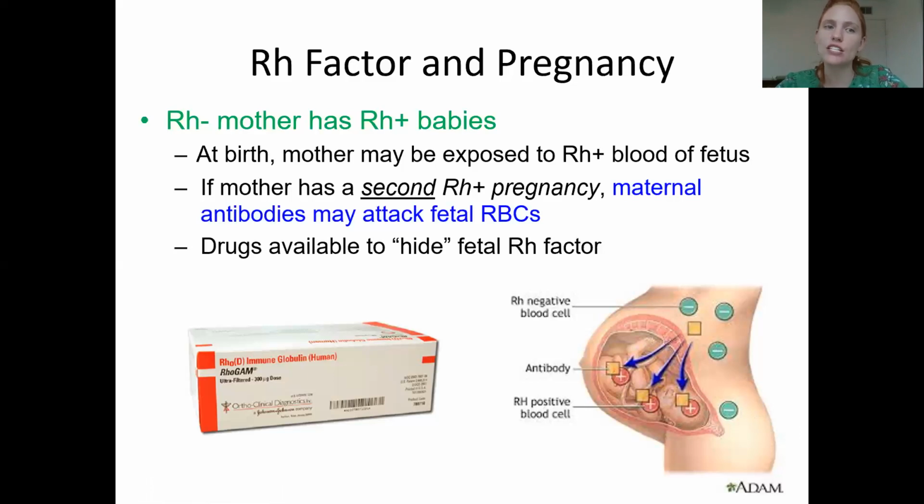So if you are Rh negative, you really should look into that to make sure that your fetus is safe, especially if it's an Rh positive daddy.